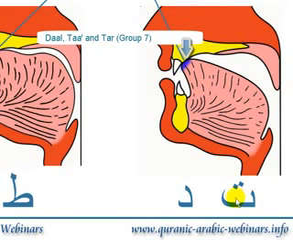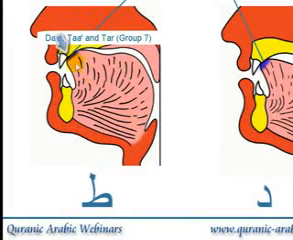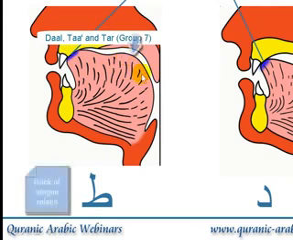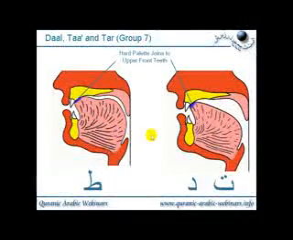So we have the letter Ta, Ta, and we have the letter Dal, Dal. And the other one we have is the letter Ta, Ta. So you apply a bit more pressure on the front of the tongue this time, and the back of the tongue raises a little bit. So that was group 7.